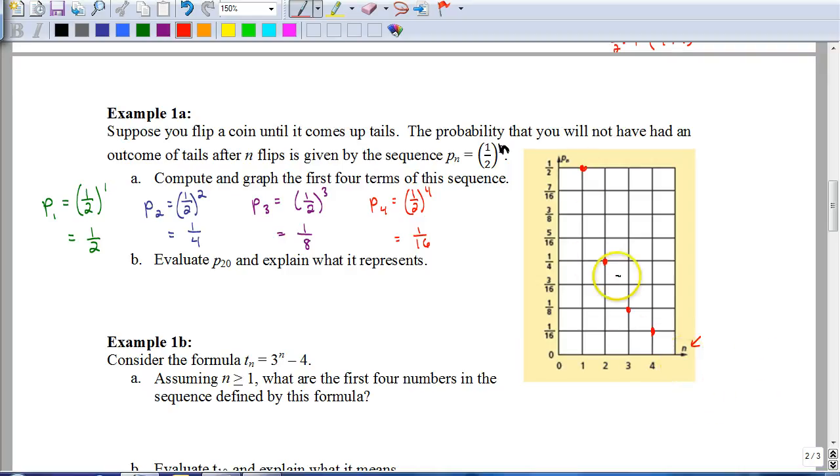Notice something else. I'm not connecting these points with a line. Connecting these points with a line would indicate that I'm including the values between 1 and 2. Well, I don't have a term number that's 1.8. I don't have a term number that's 3.1. So the only term numbers in my domain are going to be integer values. So that's why I don't connect these with a line.